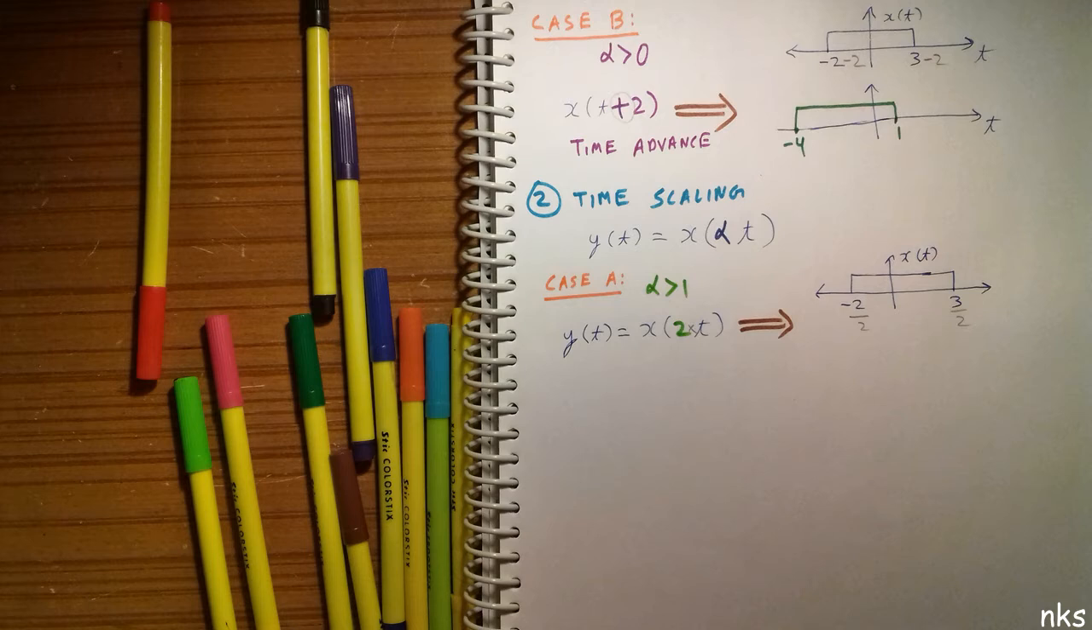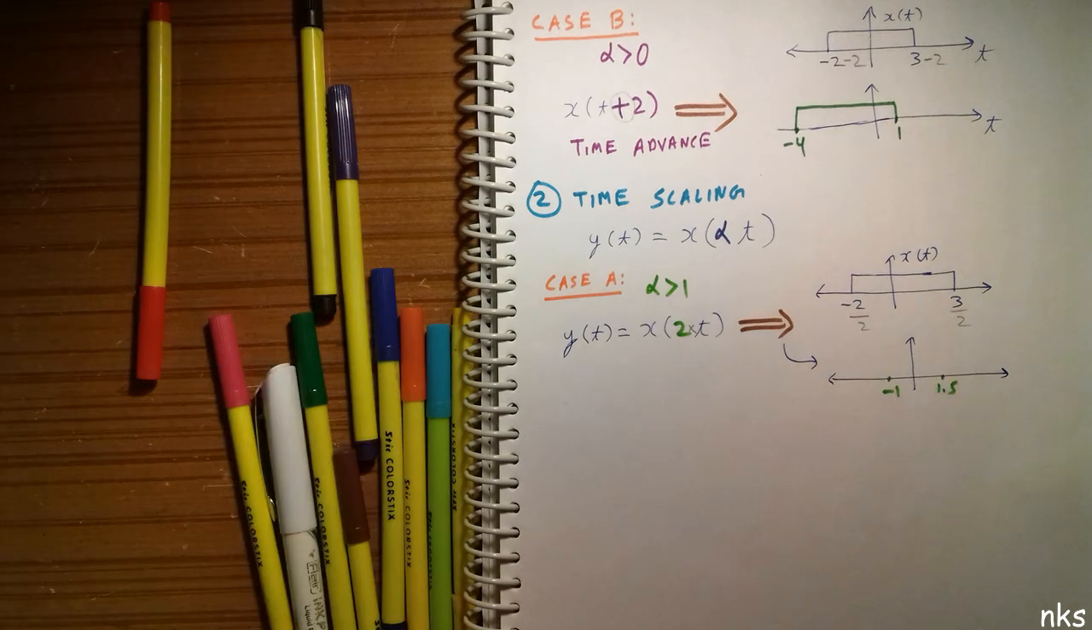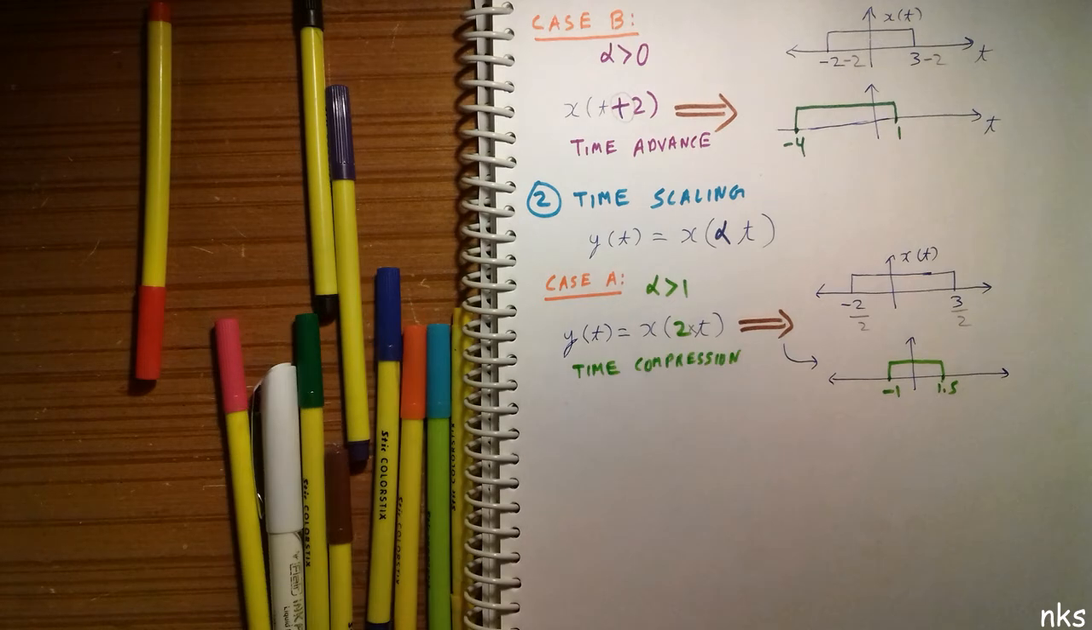So we will get the new points: minus 2 by 2, minus 1, and 3 by 2, 1.5. So this is my new signal. This is known as time compression.